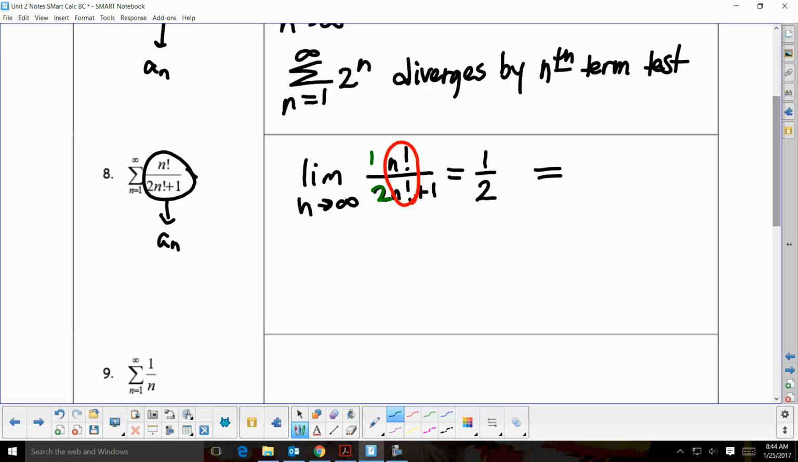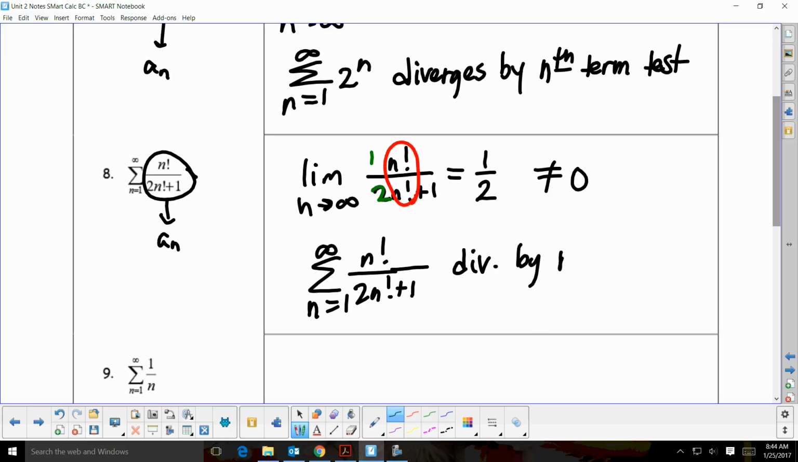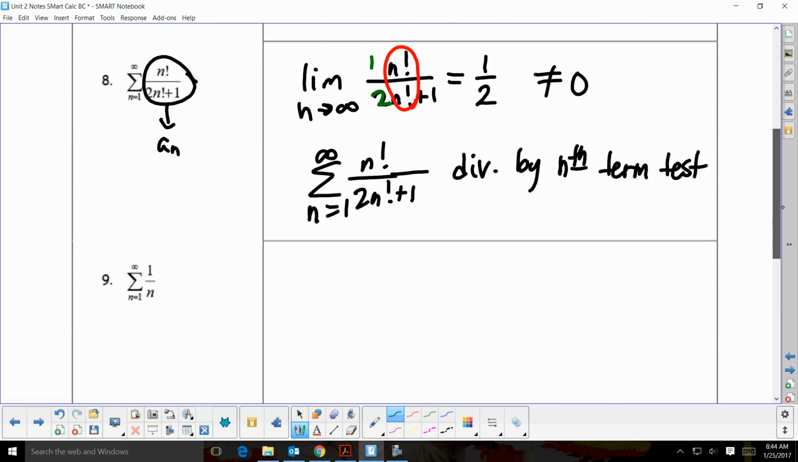So guess what? This guy is not 0, so what does this series do? It diverges by nth term test. Can you explain what he's... Yes, I can.